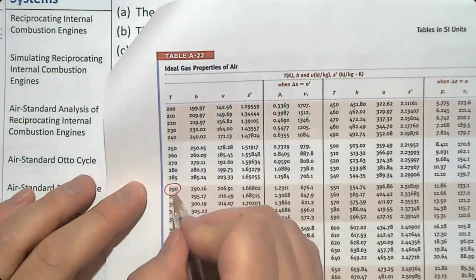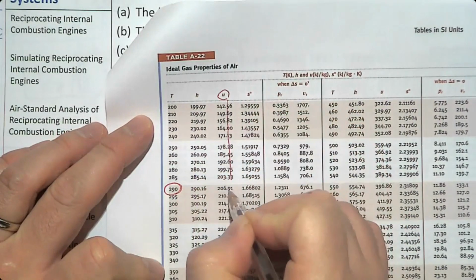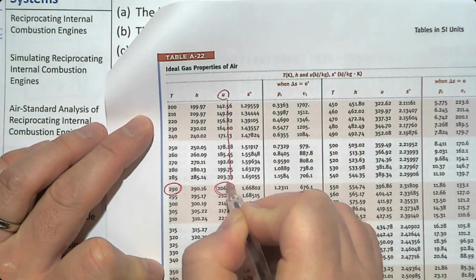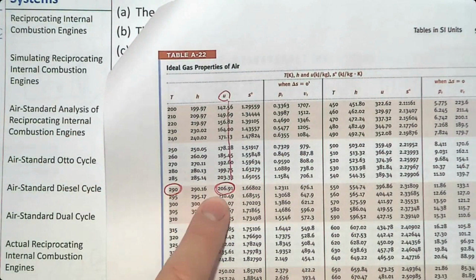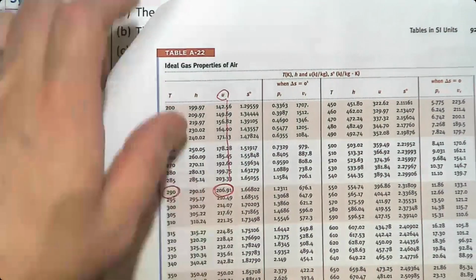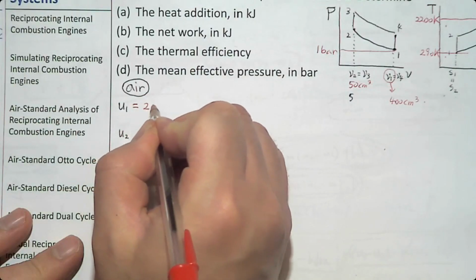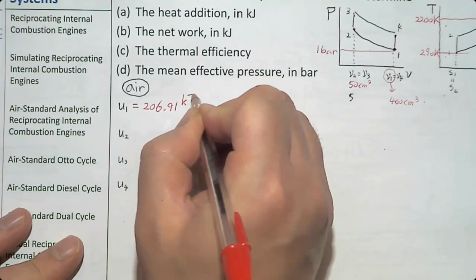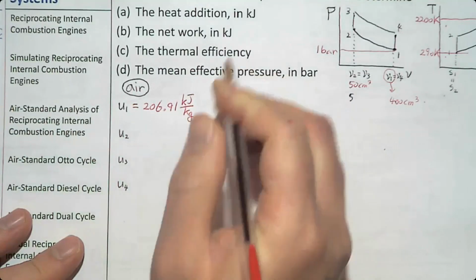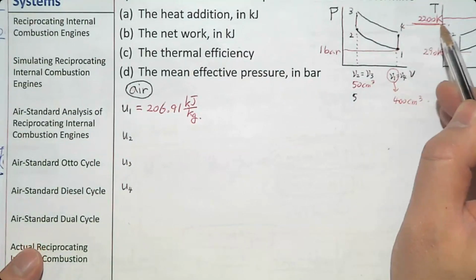So at 290, U is going to be 206.91. So you can directly find specific internal energy U when you know the temperature. So 206.91 kilojoule per kilogram. And we know one more temperature, T3, 2200.